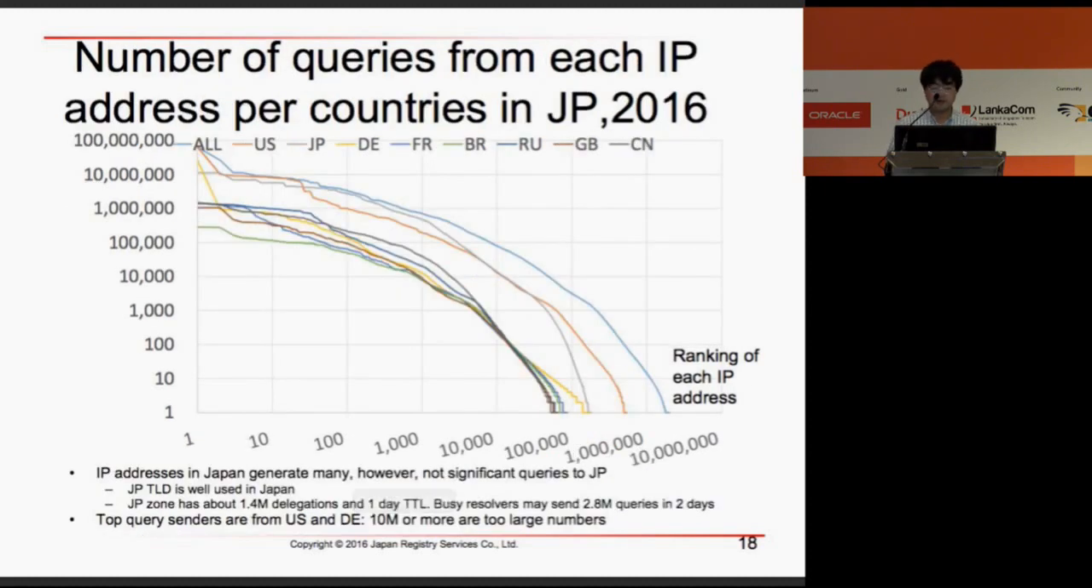Next graph shows number of queries from each IP address per countries in JP this year. IP addresses in Japan generate many, however, not significant queries to JP, because JP TLD is well used in Japan, and JP zone has about 1.4 million delegations and one-day TTL. BIND resolvers may send 2.8 or more queries in 2 days. And top query senders are from United States and German addresses, and 10 million or more are too large numbers, I think.